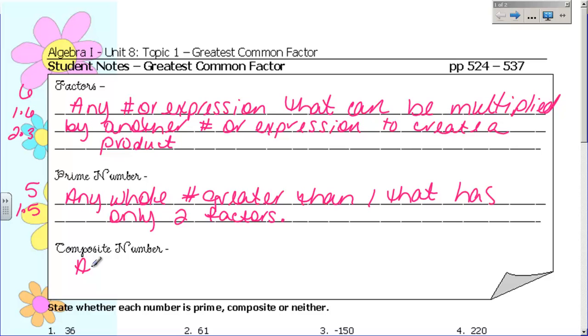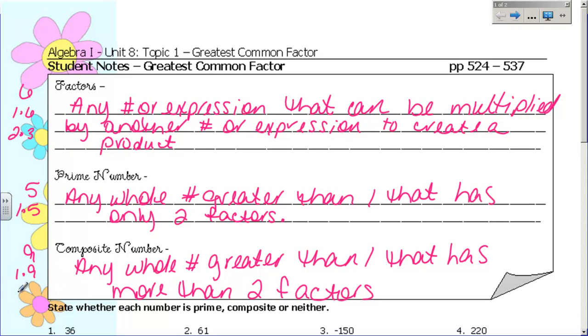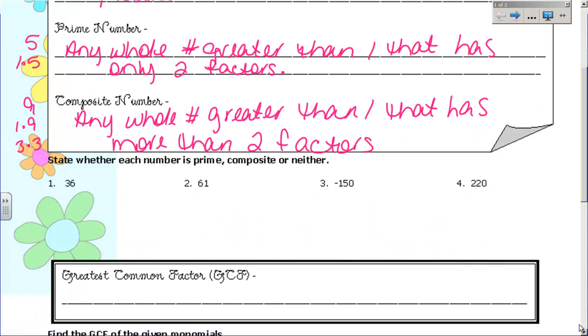Composite number is any whole number that is greater than 1. Notice they have to be whole. They can't be fractions or decimals. It has to be a whole number. Any whole number greater than 1 that has more than 2 factors. For example, the number 9 is composite because I can multiply 1 times 9 to get 9. I can also multiply 3 times 3. So it has more than 2 factors. It makes it composite.